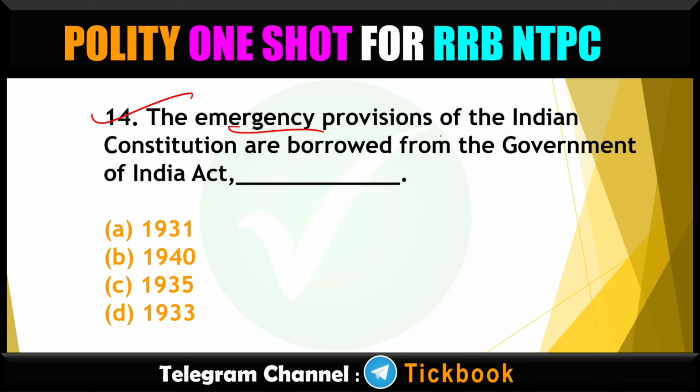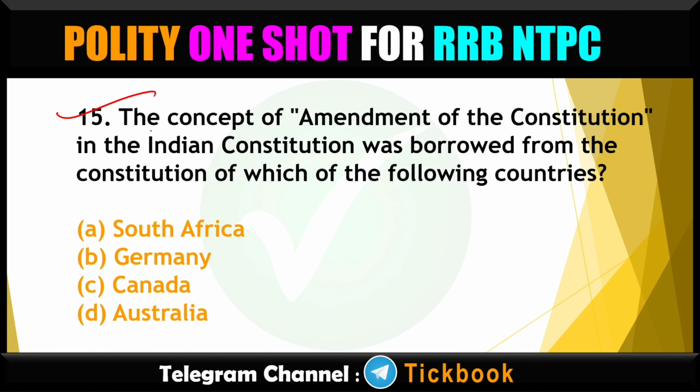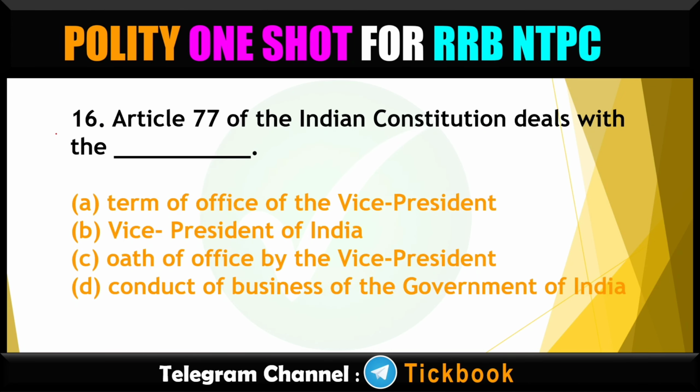14. The emergency provisions of the Indian Constitution are borrowed from the Government of India Act. Option number C, 1935. 15. The concept of amendment of the Constitution in the Indian Constitution was borrowed from the Constitution of which of the following countries? Option number A, South Africa. Question number 16. Article 77 of the Indian Constitution deals with the? Option number D, conduct of business of the Government of India.